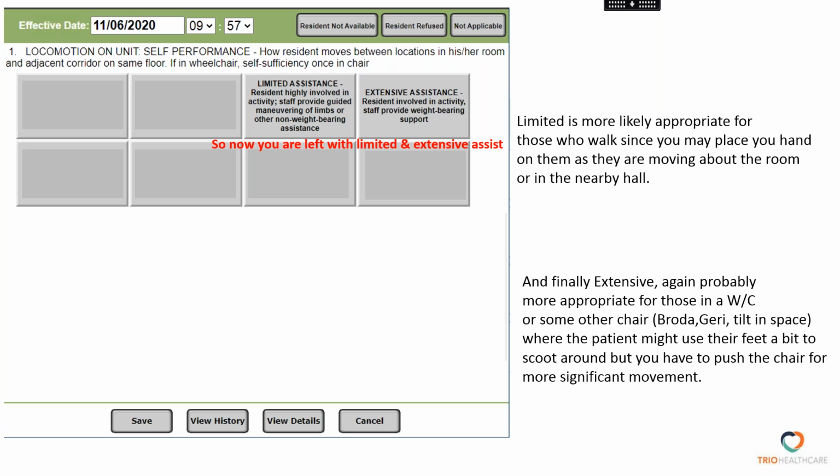And you could also do extensive assist with walking as well. And then finally, extensive assist is probably going to be more appropriate for those that are in a wheelchair or some other chair, such as a Broda, a Jerry chair, or a tilt in space, where the patient might use their feet a little bit to scoot around, but you have to push the chair for the more significant movements in and around their room.